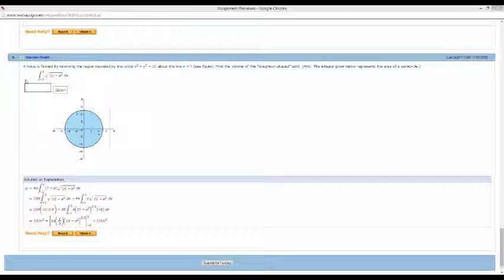Alright, so this problem is on your homework. A torus is formed by revolving a region about the circle x squared plus y squared equals 25 and the line x equals 7. Alright, and so we have this figure here being revolved around this line.